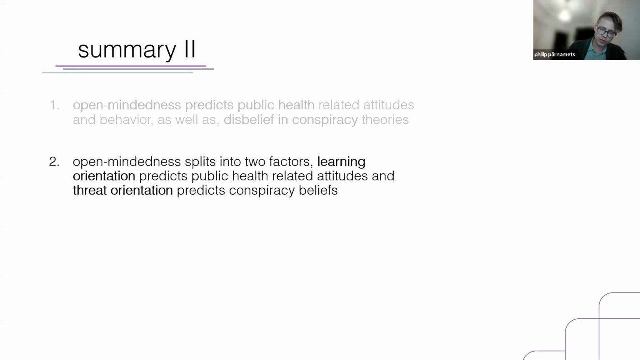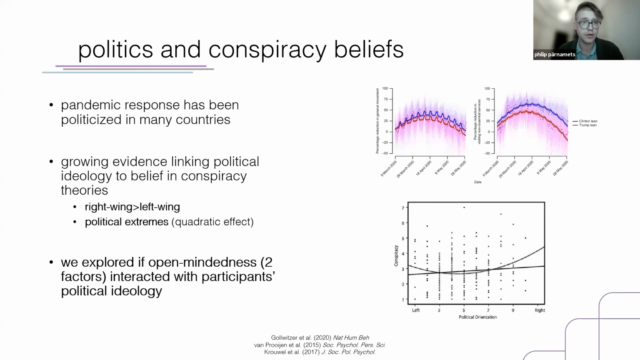And finally, as a final exploratory analysis, we looked more closely into the role of political ideology. As a lot of the speakers have mentioned already in this talk, political ideology is found to relate both to conspiracy beliefs and to the extent people follow recommendations during the pandemic. In particular, there's growing evidence that people of relatively right-wing persuasion are more likely to believe in conspiracy theories, but there's also evidence of linear or quadratic relationships, such that people on the political extremes are more likely to hold conspiracy beliefs. So we explored our two-factor solution of the open-mindedness measure interacted with participants' political ideology, taking it both as a linear and quadratic term.